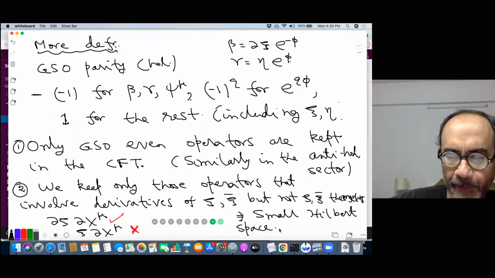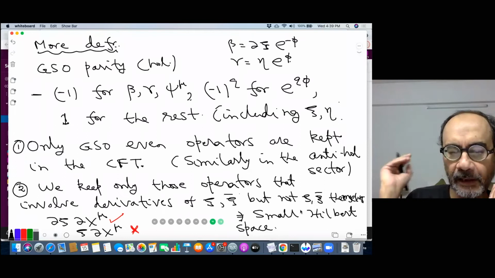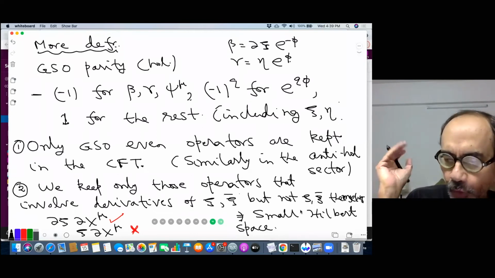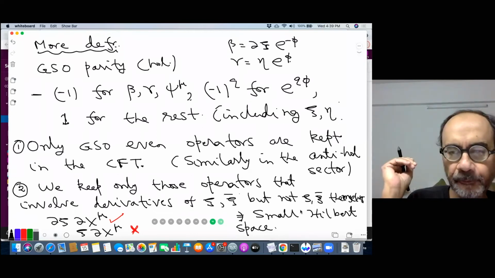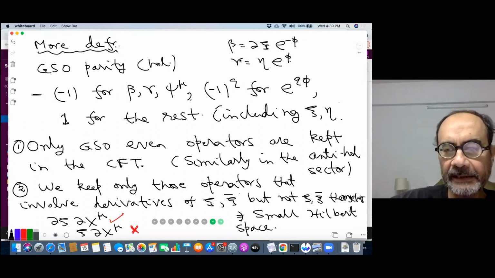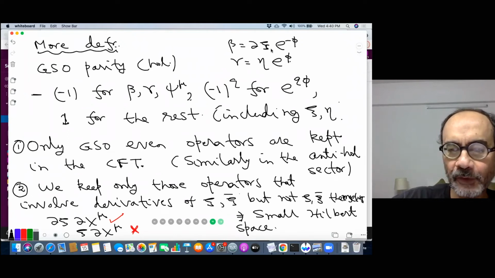Okay. Sometimes people work in the large Hilbert space where you also include xi and psi bar, but we will not do that. We'll work in the small Hilbert space, which means that all operators that we will be allowing are those which do not have explicit xi and psi bar. And that, in a sense, has its root in the fact that the original ghost system was beta and gamma. We see from this relation that the xi 0 mode does not affect beta or gamma, because beta involves the derivative of xi.